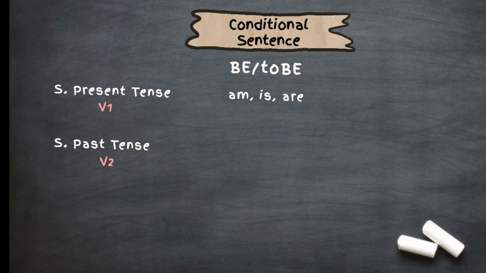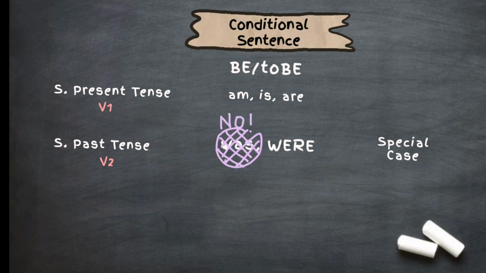And here is the special case. You know guys that the be or to be for past tense are usually was and were. But here it is really unique. In conditional sentence, we do not need was for the be for past tense. So we only use were.